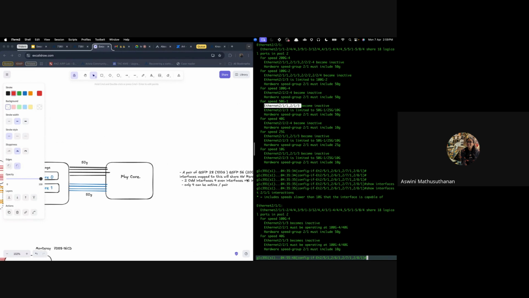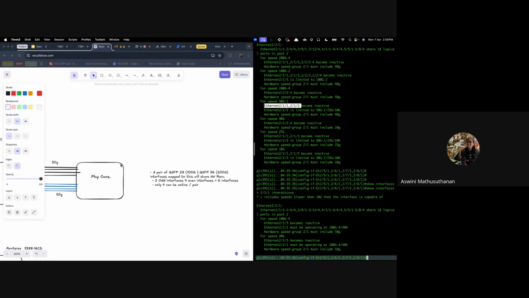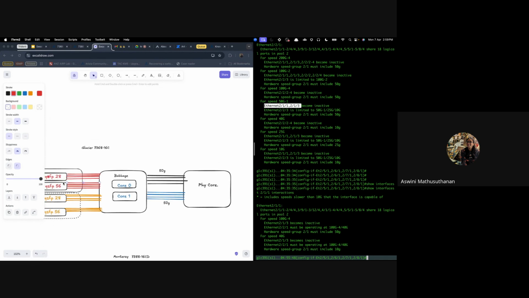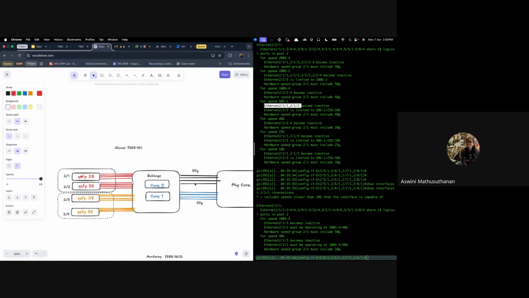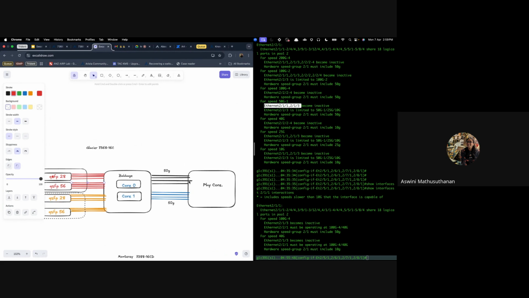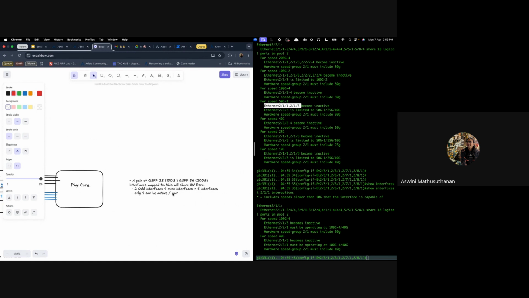So that is one thing. Since QSFP 56 is higher speed, all 4 can be taken into account. So 4 from the even side and 2 from the odd side, which makes it 6 interfaces. And out of these 6 interfaces, only 4 can be active because only 4 SerDes can be accommodated for this particular core. So these 3 need to be remembered for Glacier.